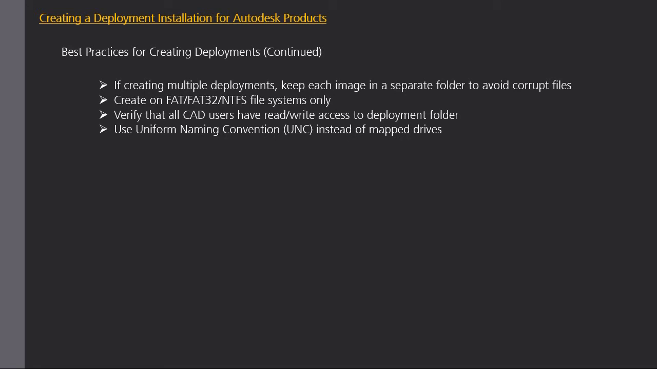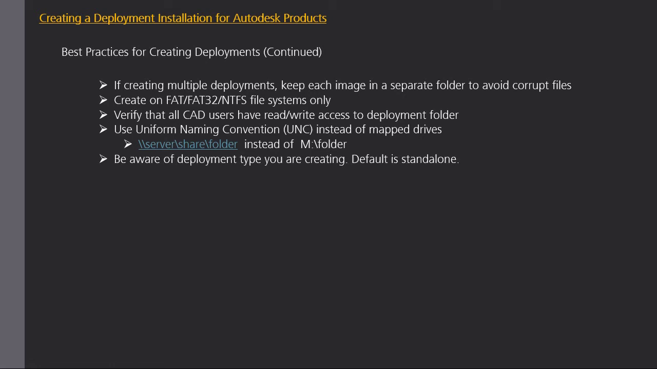Use uniform naming conventions, or UNC, instead of mapped drives. As an example, //server, whatever your server name is, /shared/folder, instead of a mapped drive with a letter like m:/folder. This way you know that you can actually access that folder on every workstation. A workstation may or may not have the files mapped the same way you do.